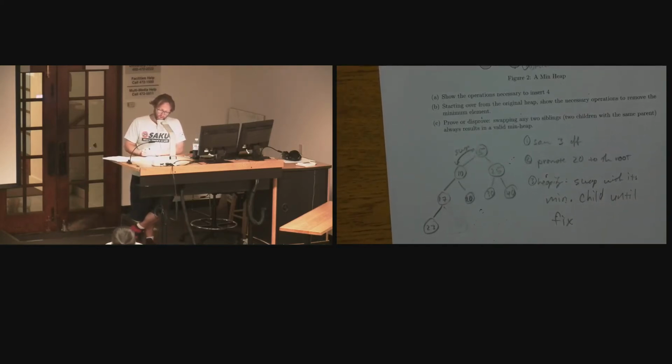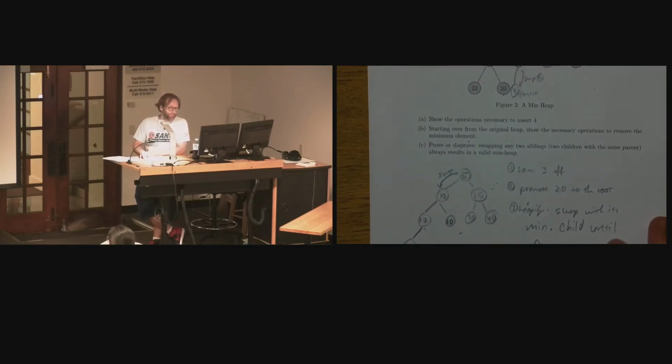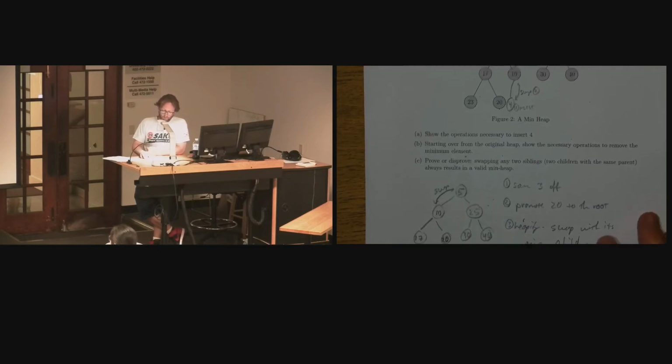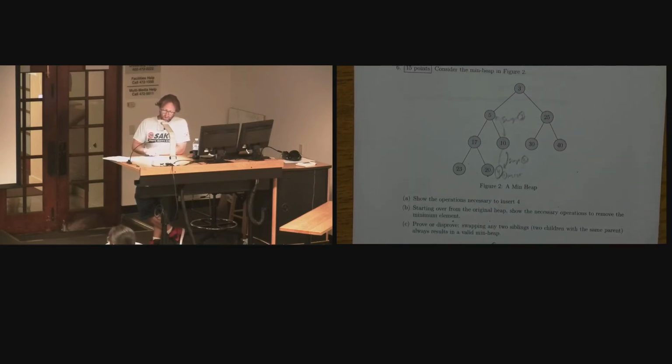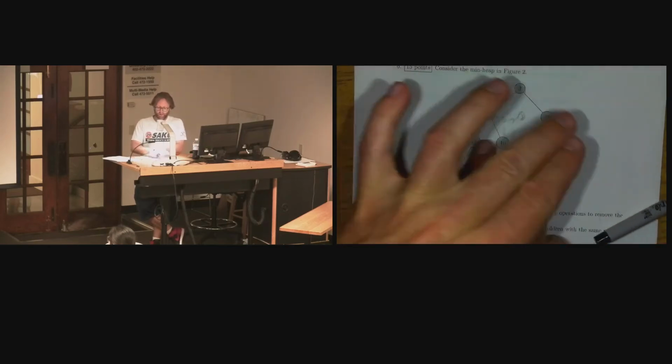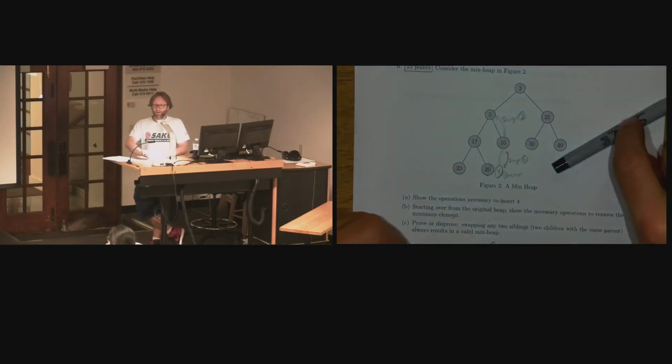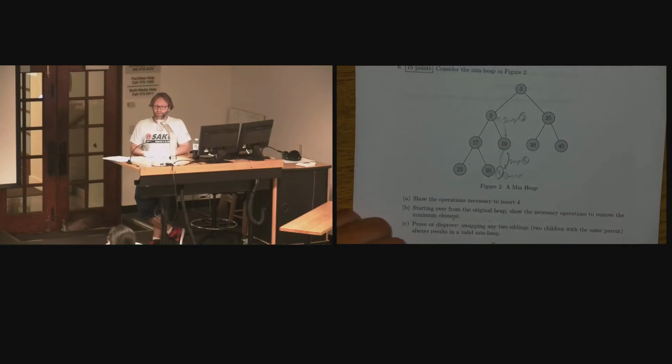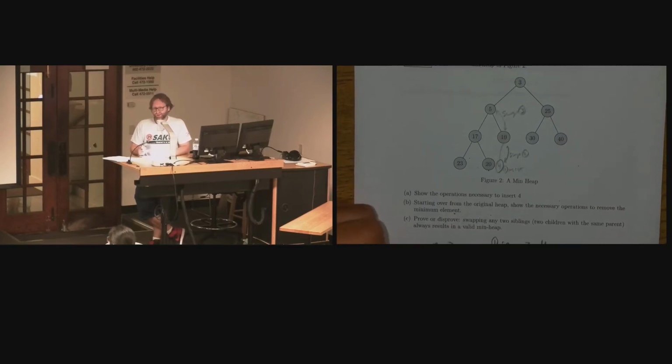Prove or disprove. Swapping any 2 siblings, 2 children of the same parent, always results in a valid min heap. Prove or disprove. Do you think that that's true or false? False. Why? Okay, on that one, 5 and 25. What'll happen? Is it full to the left anymore? Nope, and now it's full to the right. So disprove and just explain that.